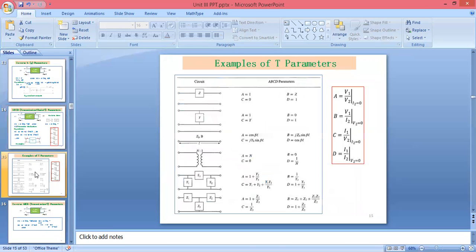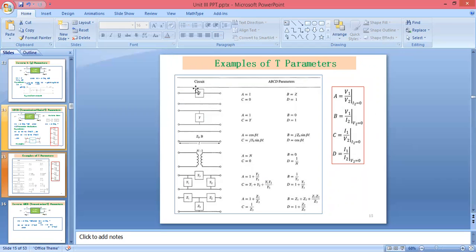If you see the example for the ABCD parameter, these are nothing but T parameters. You can see we will require these four equations, only these four equations A, B, C, D. To calculate the value of A and C, we are taking I2 equal to 0 ampere. And to calculate the value of B and D, we are taking V2 equal to 0.